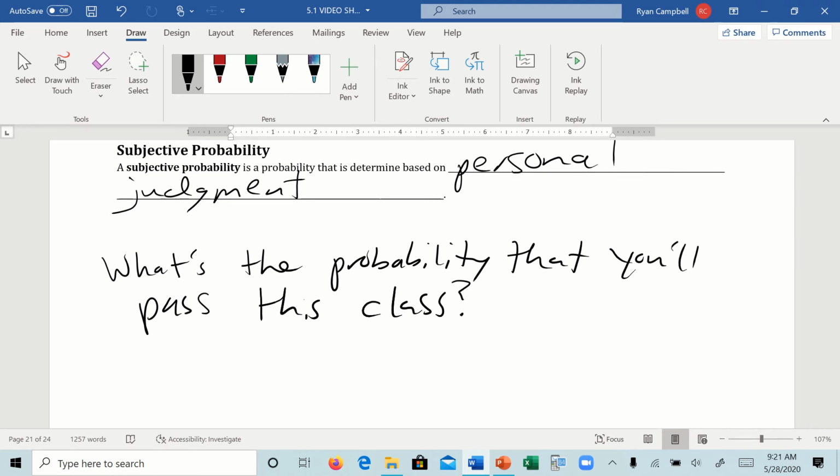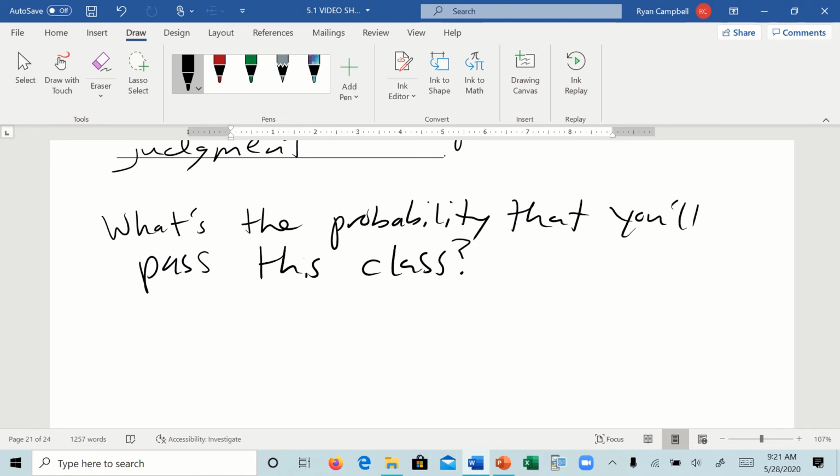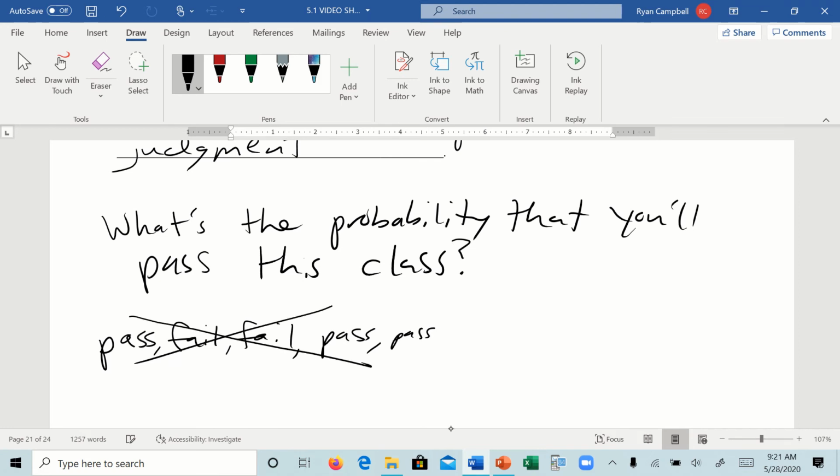Well, where are you getting these probabilities in your head, right? Have you done observations? So have you taken the class multiple times and you passed it and you failed it and you failed it and you passed it again, right? And then we're taking the number of times we passed divided by the total number of times? Well, no, right? Hopefully if you've already passed the class, you're not taking this class again. So not the empirical method.